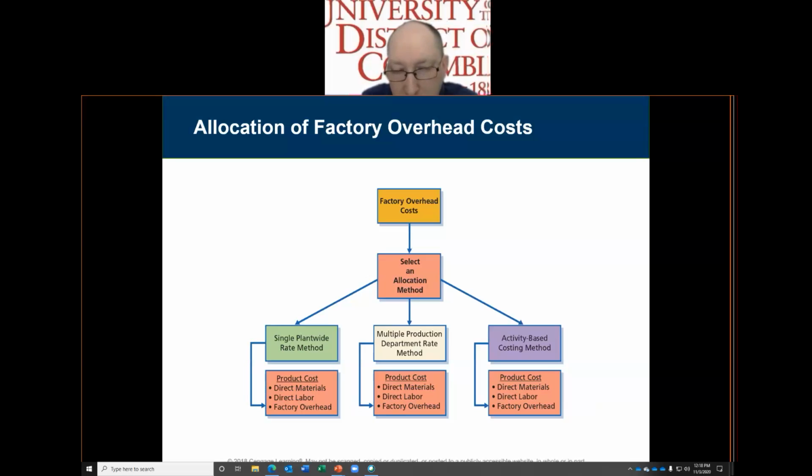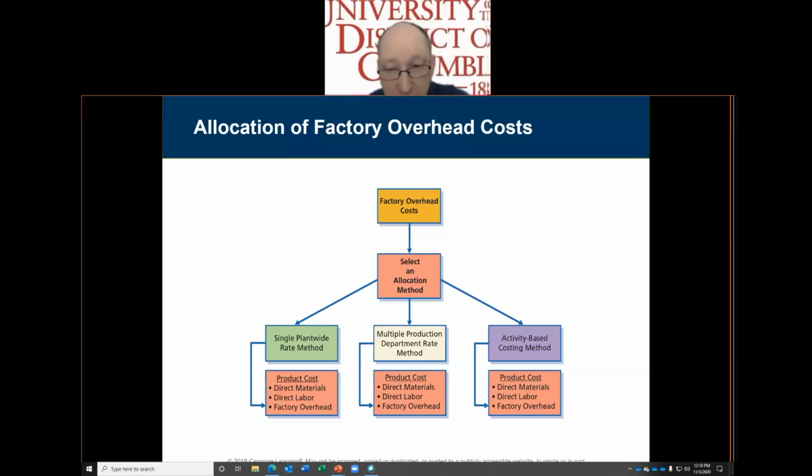Single plant-wide method is simply we take factory overhead, we divide that overhead by the number of units produced. That's it. Nice and easy. Nice and very simple. But it doesn't really give you a true cost. Multi-department is good when you have different products that you're selling. Like, for example, lawnmowers and snowmobiles. They're totally different products made in totally different departments. And they use different materials, different labor, similar overhead. We'll talk more about that.